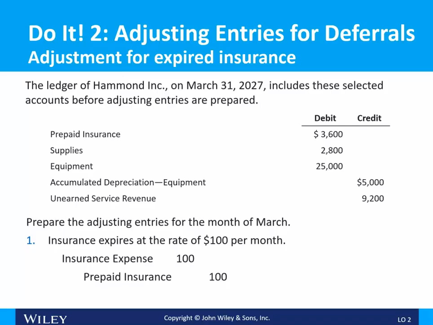Another way they could present this is to say that the $3,600 prepaid insurance balance represents 36 months of insurance, so 3 years. We would then have to do the calculation of 3,600 divided by 36 to get the $100 per month. So just be aware of what the question is asking and the information that is given. You either have to do a calculation to determine how much per month you need to record, or it's going to tell you how much per month, and you don't have to worry about the length of the insurance policy.